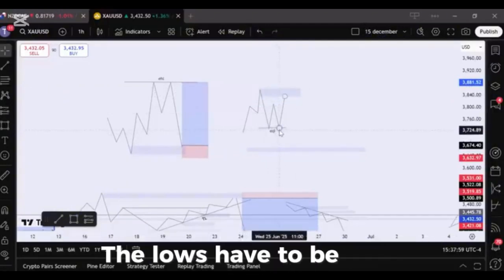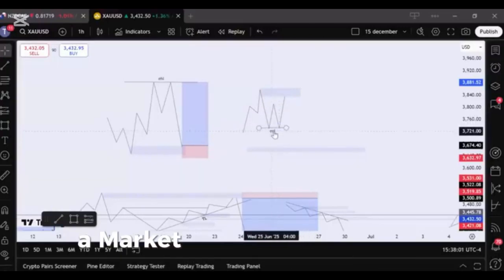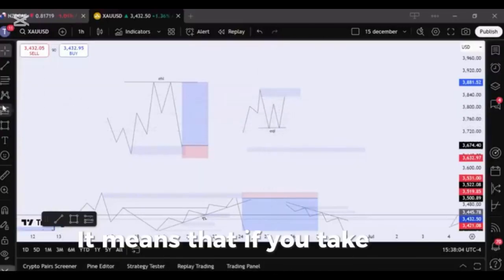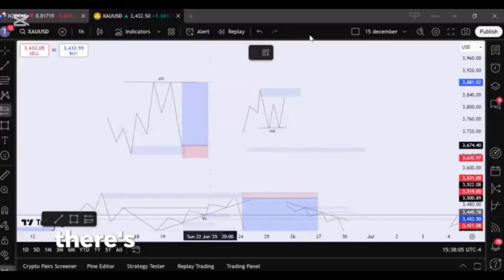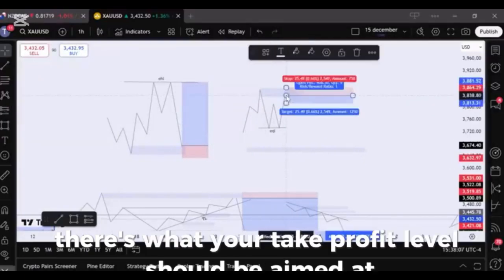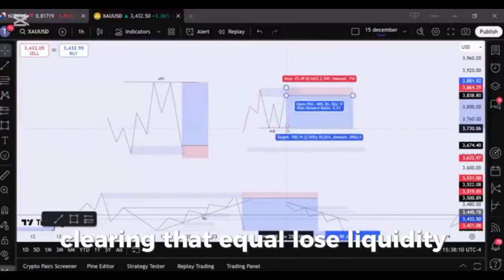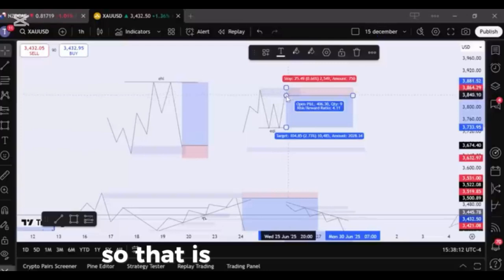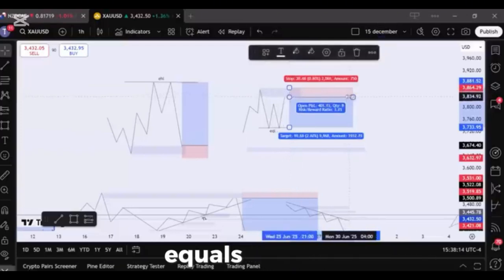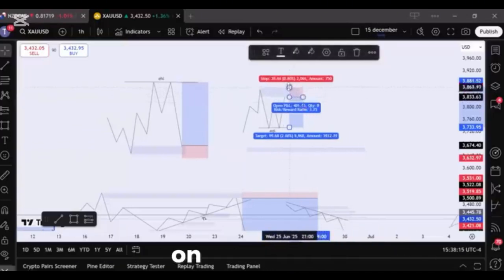The lows have to be equal to understand. The market does something like that. It means that if you take your trade here, that's what your take profit level should be aimed at clearing: that equal lows liquidity here. So that is where your take profit level would be, to clear that equal lows liquidity on the market.